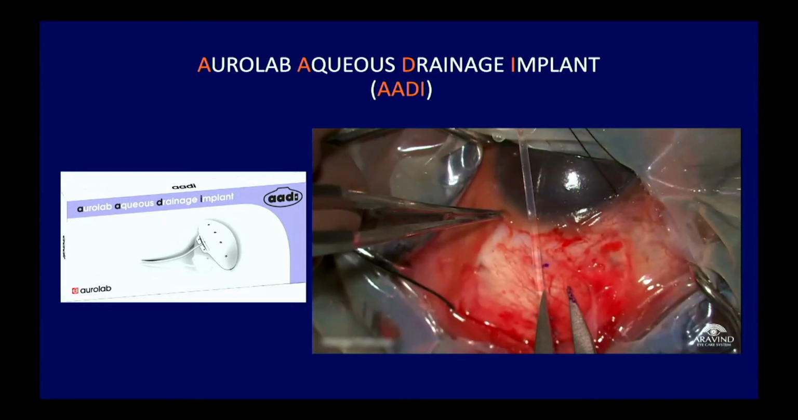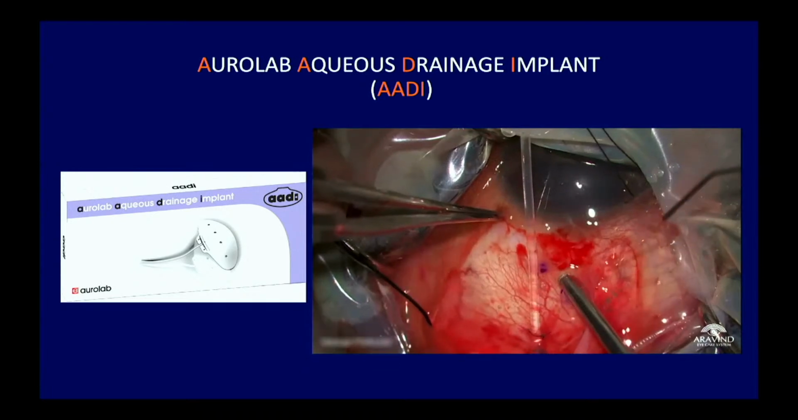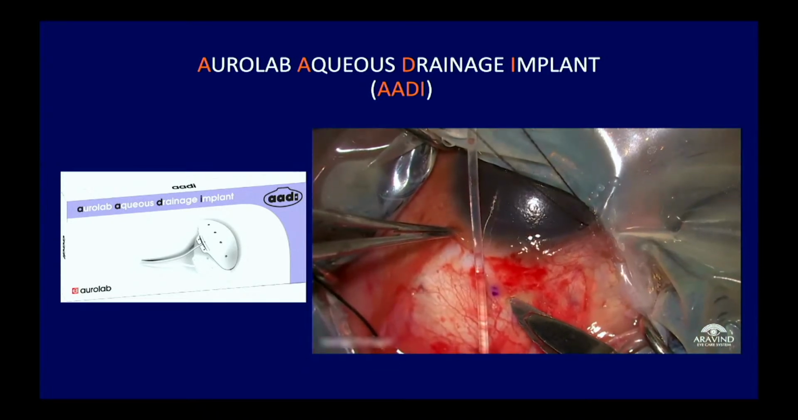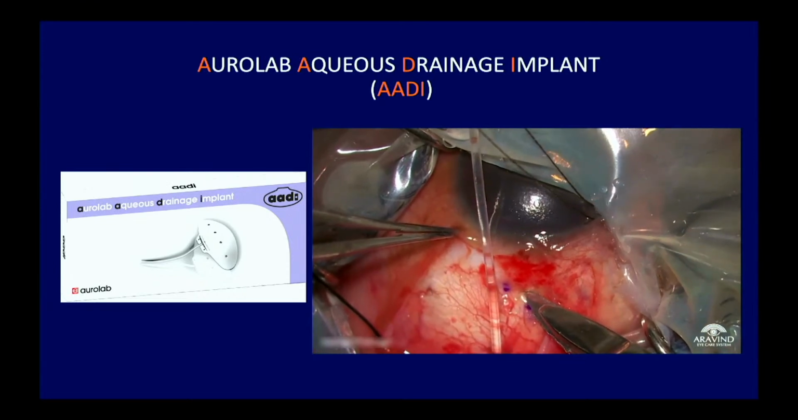So this is a technique which we learned from Dr. Paul Palmberg, who was a pioneer in tube surgery, to make not a straight entry, but a kind of skewed entry to one side.